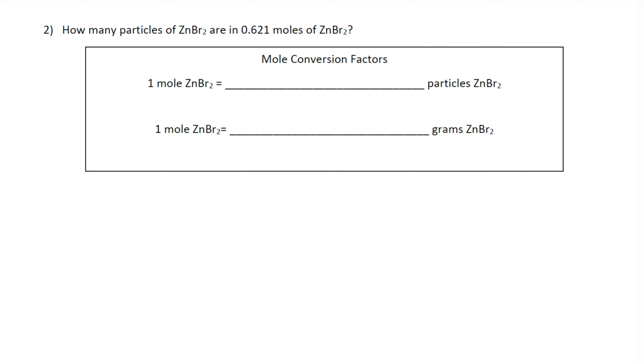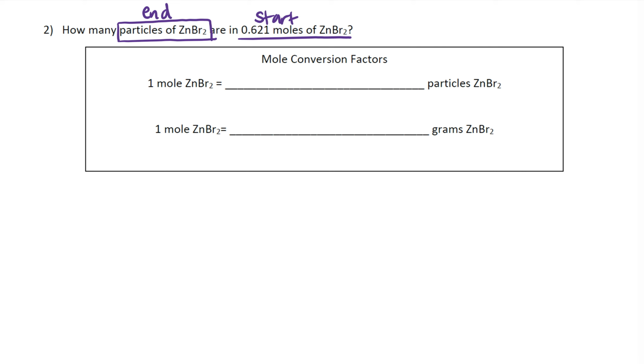Okay, so we're identifying our start and we're identifying our end. We are solving for particles of zinc bromide. So that's our ending unit. And we are starting with the number they gave me in the problem, which is 0.621 moles of zinc bromide. And now for the conversion factors. Maybe you try this one on your own. Let's check for your understanding.